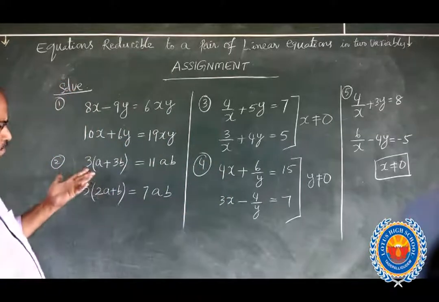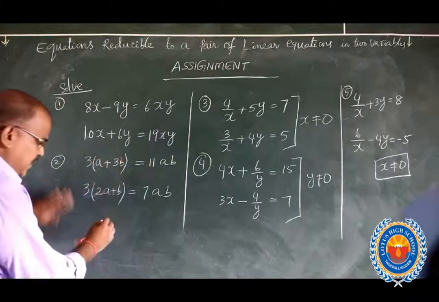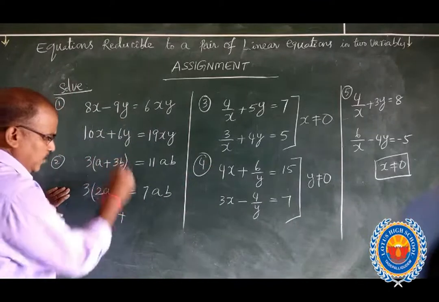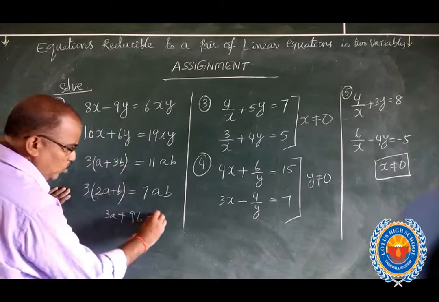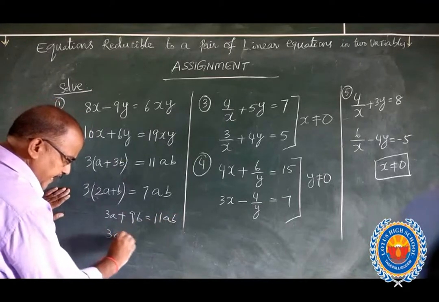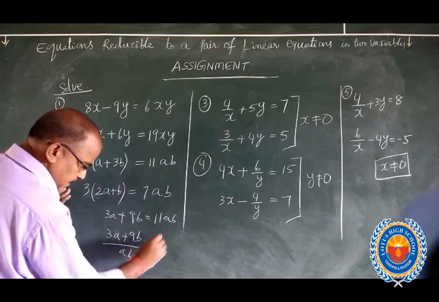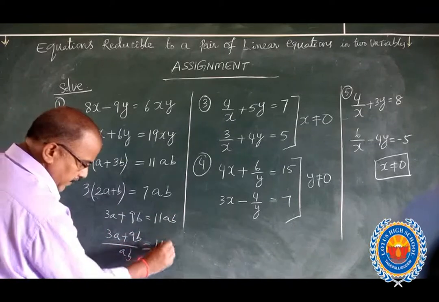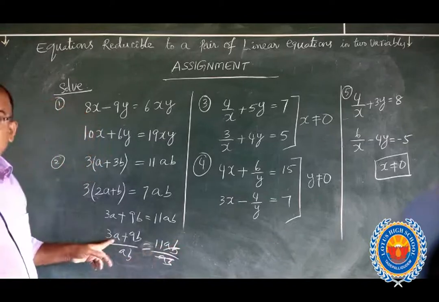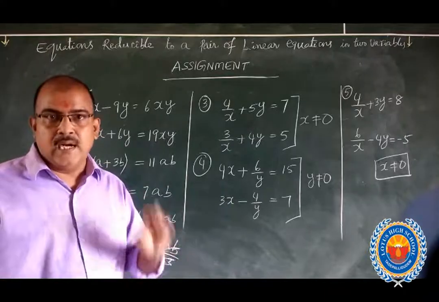So you may get confused here also, very easy. Multiply the first equation, 3 into 3a, 3a plus 3 into 3b, 9b is equal to 11ab. So divided by ab, 3a plus 9b by ab is equal to 11ab by ab. ab cancels. Here also it will be cancelled. You will get the equation easily. So all of you solve these sums and send to your class teacher.